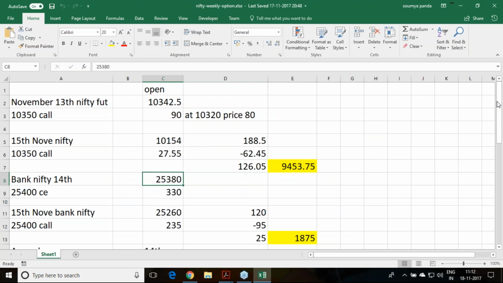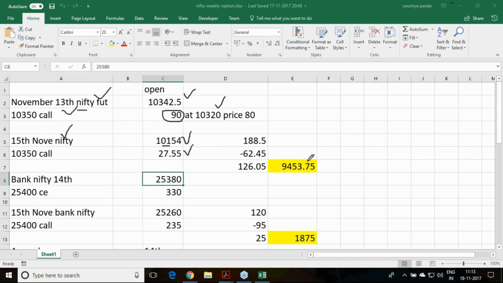If you look at the previous week's data, on 13th November Nifty opened at 10,343, and the 10,350 call option, which is the nearest to it, was at 90 rupees. If you had sold at the 320 level along with the call option, on 15th November it gave the last target, taking the closing basis, at 10,154. At that time the option was trading at 27 rupees and 55 paisa.